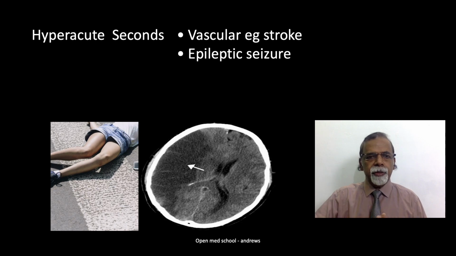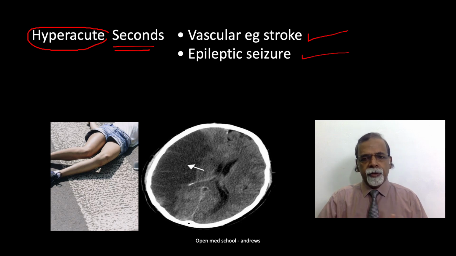That is, hyperacute means the onset is within seconds. The typical examples are vascular accidents, stroke, epileptic seizure. So always remember these 2 points. That is, stroke will always have a definite onset. This can occur abruptly within seconds. In such case, it is called hyperacute presentation.